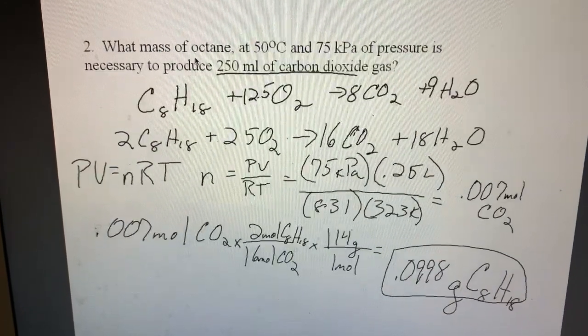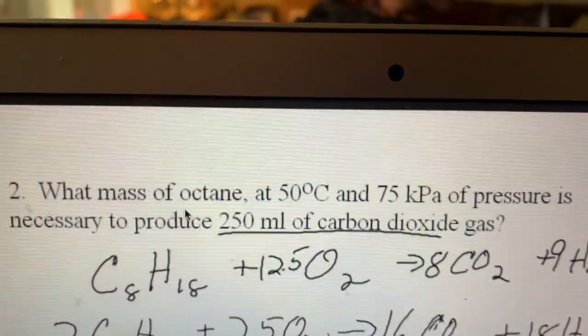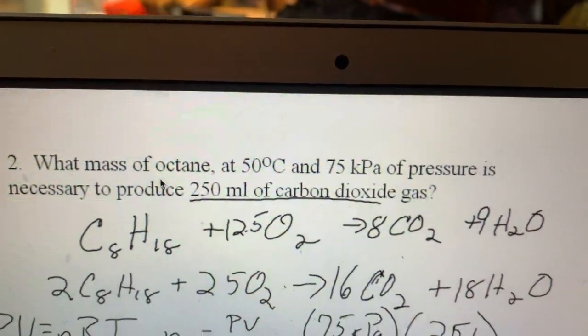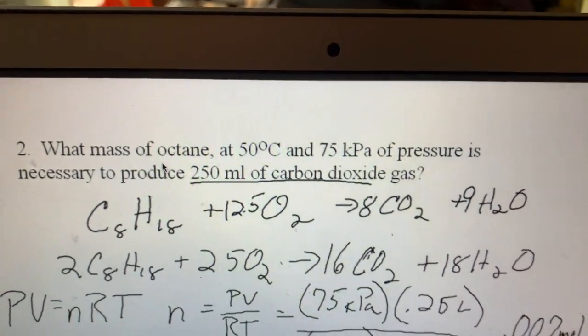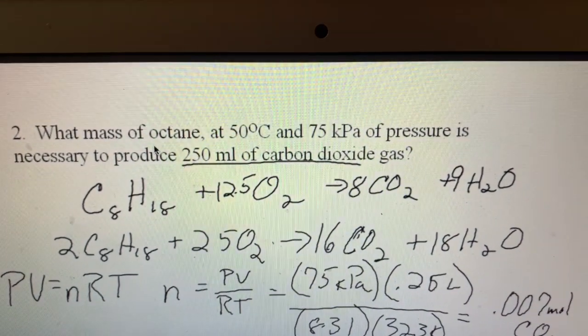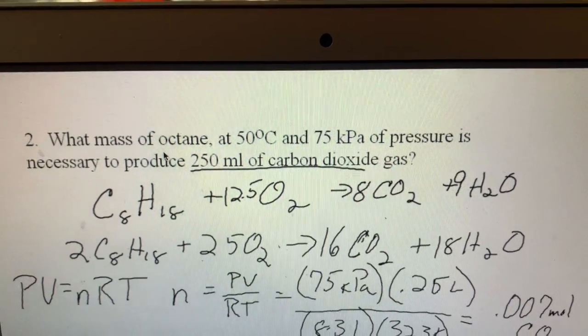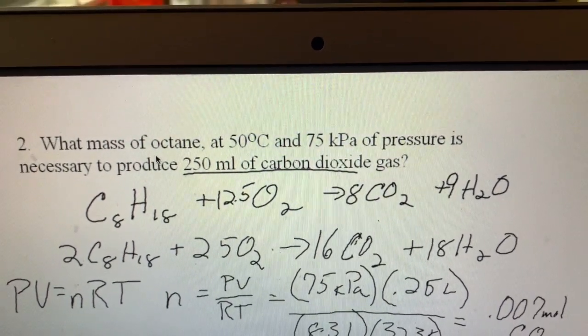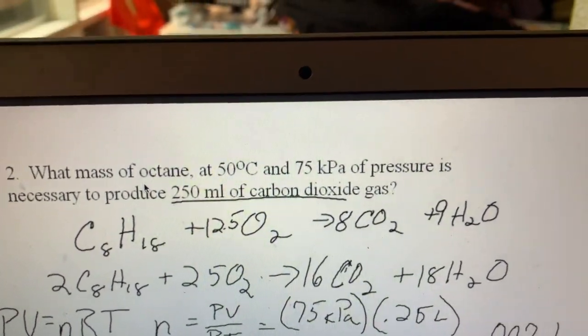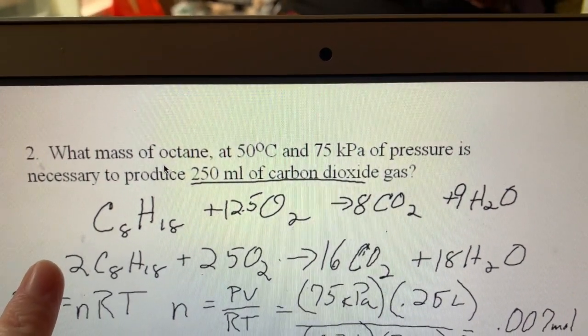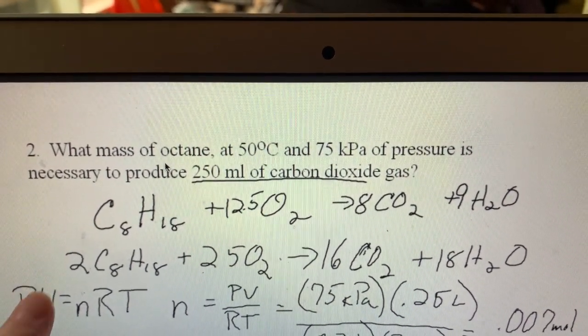All right, going ahead and do the octane problem. You can pause if you'd like. Okay, I'm just going to go on ahead. What mass of octane at 50 degrees and 75 kilopascals of pressure is necessary to produce 250 mL of carbon dioxide? All right, well, I gave you a little tougher one to balance here, but we remember combustion reactions.